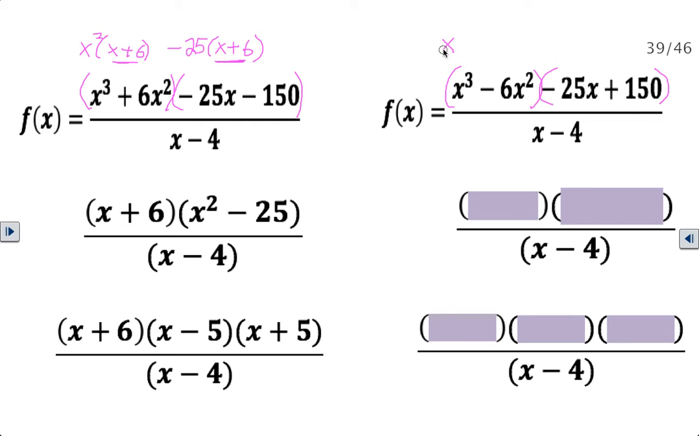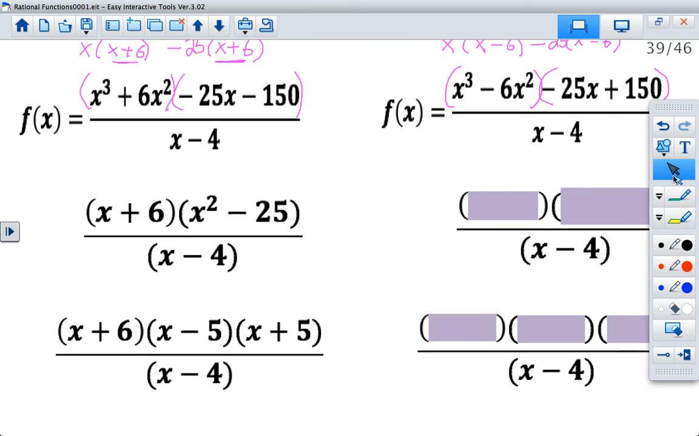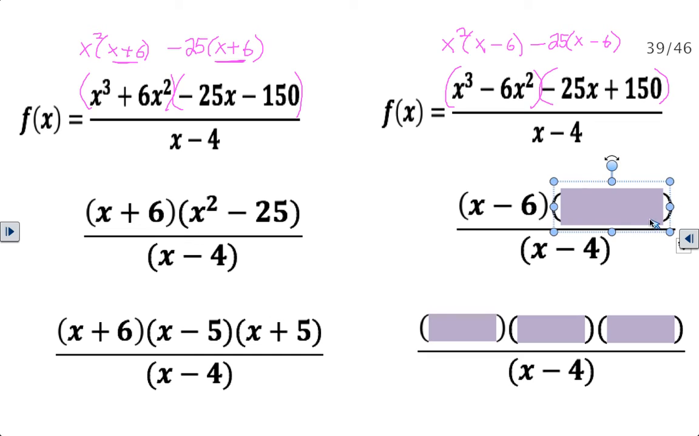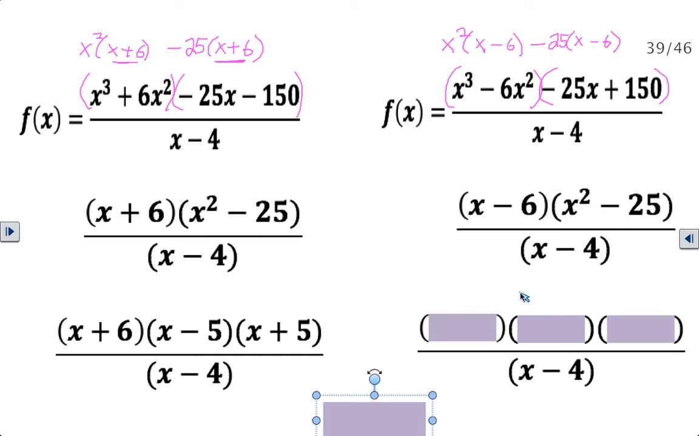So now if you factor that, you get x squared equals x and a minus 6. And then over here you have a negative 25. Factor out a negative 25 and you get an x. And in this case, because you have a plus here, if you divide it by a negative number, so positive 150 divided by negative 25, it's going to become negative 6 here. So your factors are going to be x minus 6 and x squared minus 25.